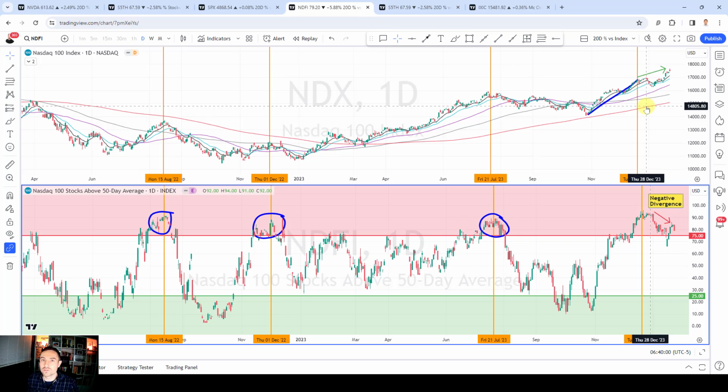Now, obviously, can oversold remain oversold for a long period of time? Absolutely. Can overbought remain overbought for a long period of time? Absolutely. As I said, there's no holy grail here, but I find this a very useful tool in terms of my analysis of the US markets.